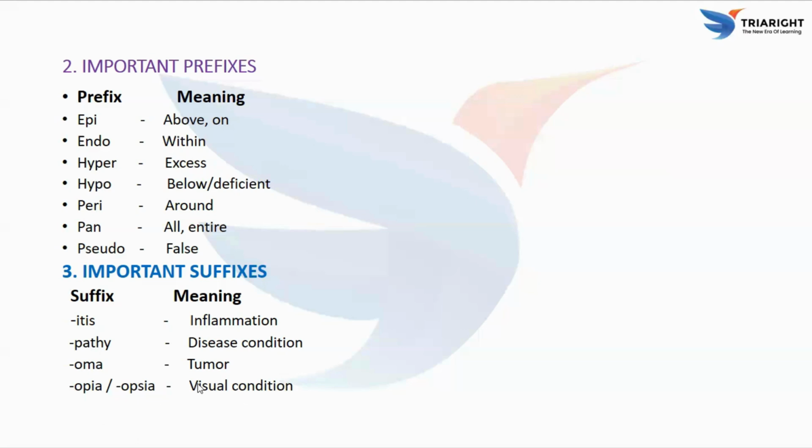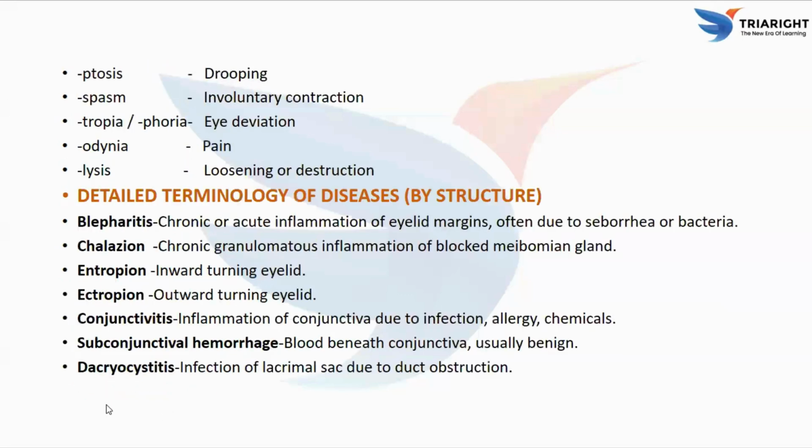And the opia or opsia suffix means visual condition. So this opia or opsia is used for describing the types of vision problems. For example, myopia means nearsightedness, or hyperopia means farsightedness. So next suffix is ptosis. Ptosis means a drooping. So drooping, what do you mean by drooping? It describes abnormal downward displacement. For example, blepharoptosis means a drooping eyelid. So eyelid moving or turning downwards.